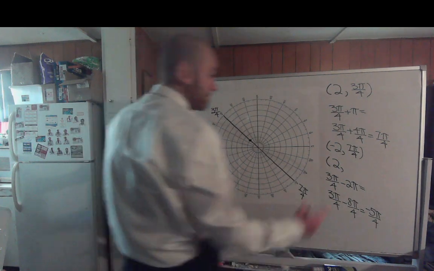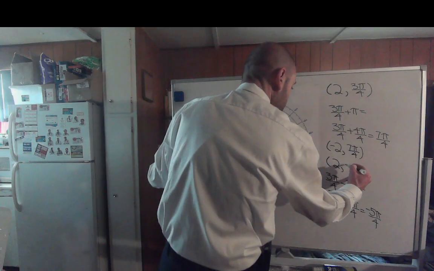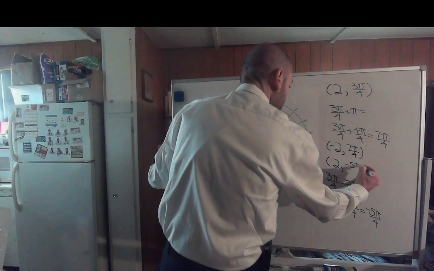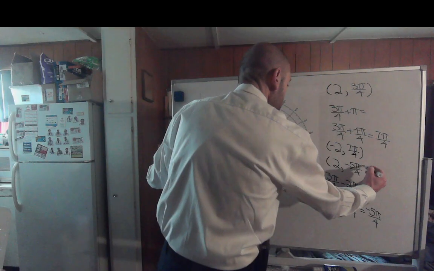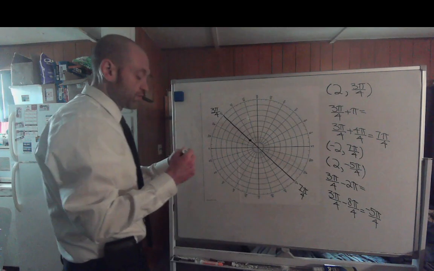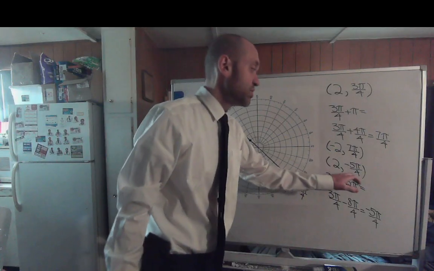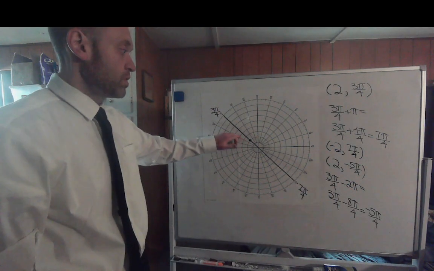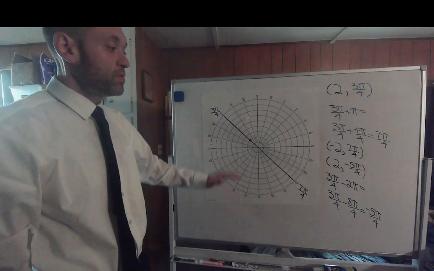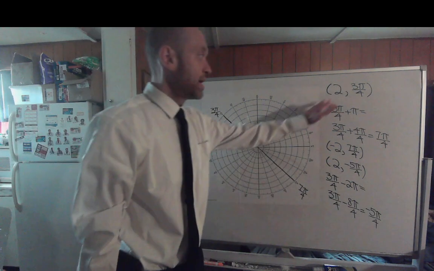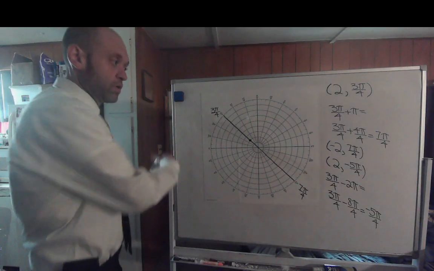So the negative angle equivalent would be negative 5 pi over 4. So 2, 3 pi over 4 is the exact same thing as 2, negative 5 pi over 4. All those are the exact same way of writing 2, 3 pi over 4.